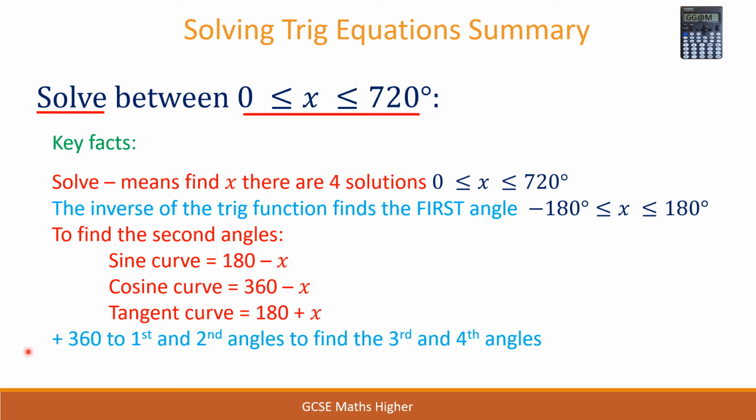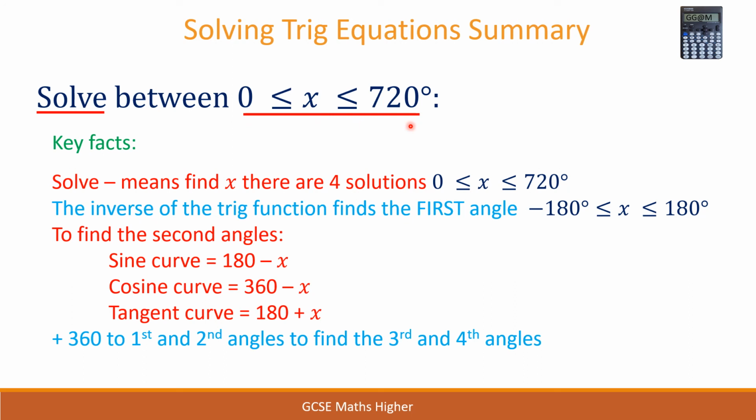Then, to find the third and the fourth angles, you will need to add 360 to your first and your second angles, and that will give you your third and your fourth angles. As long as you remember all these facts or remember what the curves look like, you will be able to solve any trig function between 0 and 720.